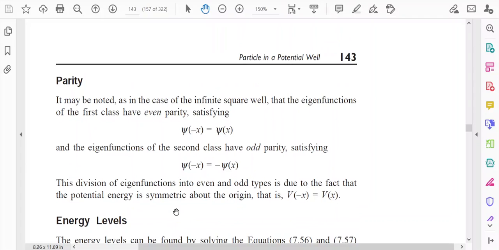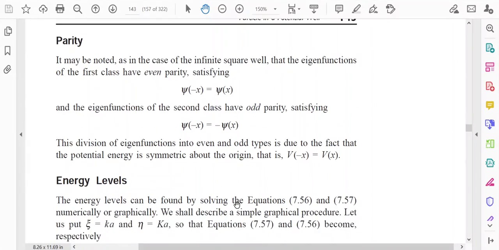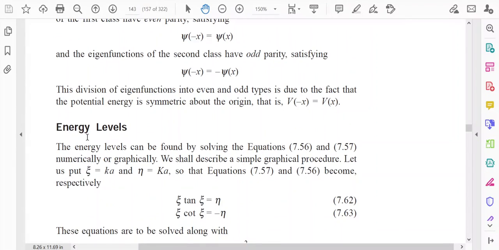Now we will discuss the parity. You see that we have obtained two classes of solution, and we have already discussed the case of the infinite square well in earlier lectures, where also we obtained two classes of solution. The first class has even parity, satisfying psi of minus x is equal to psi x, and the eigenfunctions for the second class have odd parity, that is psi of minus x is equal to minus psi x. This is possible as the potential energy is symmetric about the origin, that is V of minus x is equal to V of x.